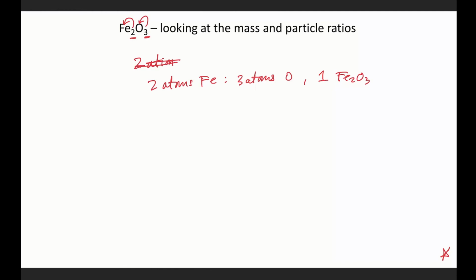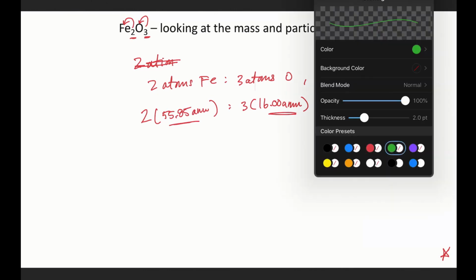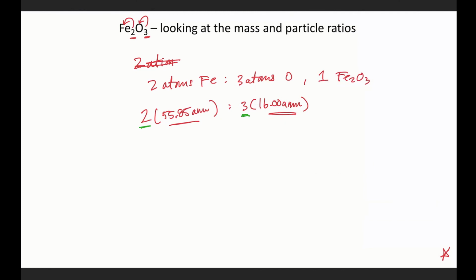Likewise, there's a mass relationship there. So 2 atoms have a mass of 55.85, we'll say AMUs for now, to every 3 times 16 AMU, and there's a mass ratio that exists there. So going back to your book where it talks about how the mass ratio is not necessarily a whole number, that's because the masses of your individual atoms are not whole numbers. But the principle still remains that we're still incorporating these relationships, yeah?